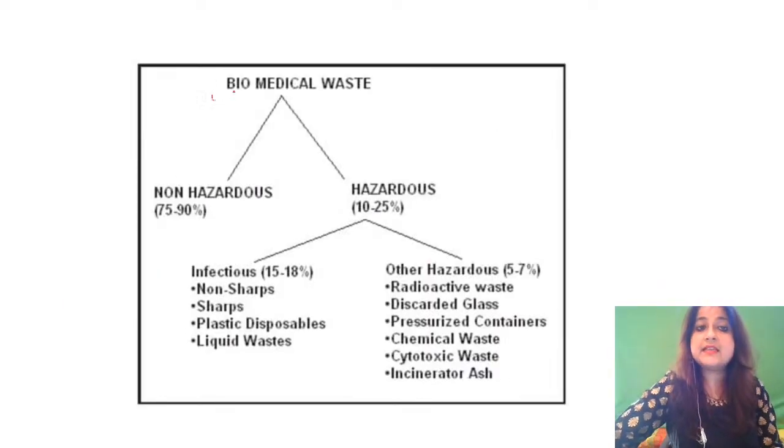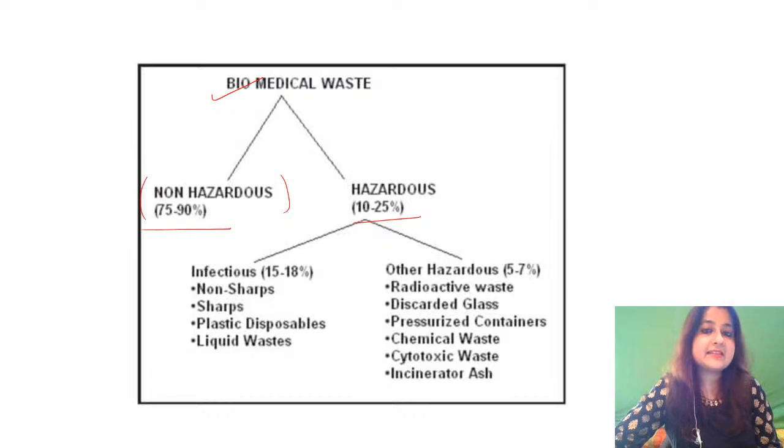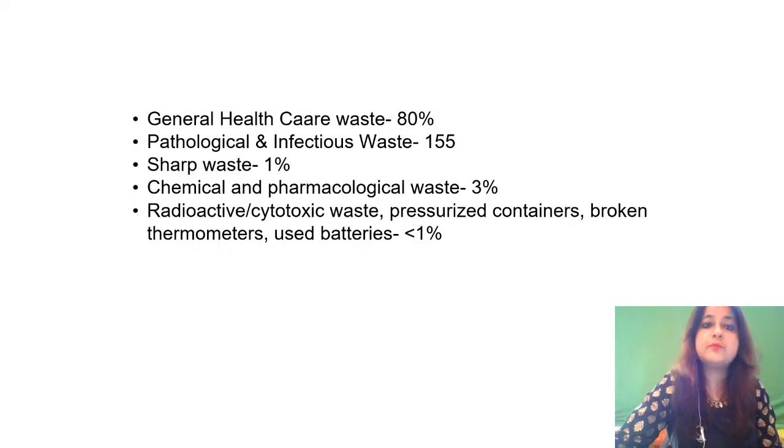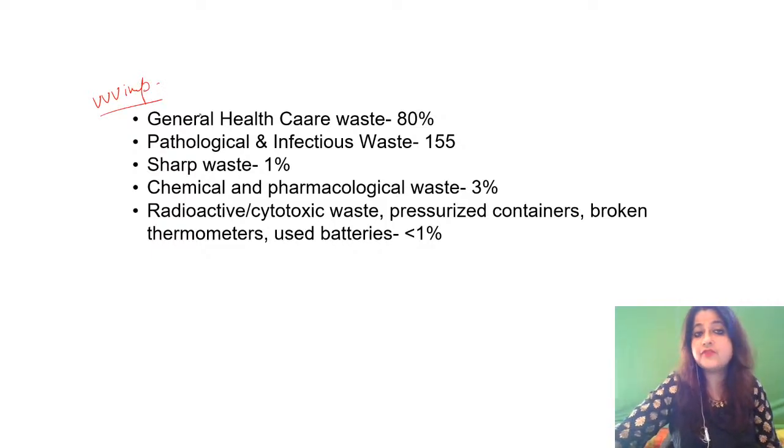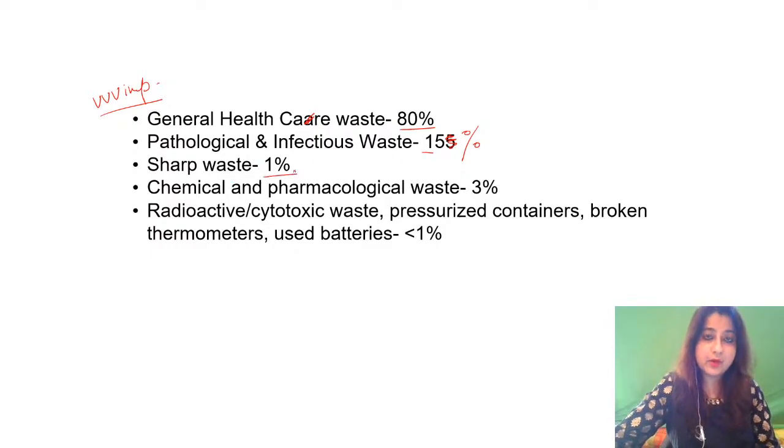Biomedical waste, everybody, we have two types, non-hazardous and hazardous. Non-hazardous is 75 to 90%, and hazardous is 10 to 25%, everybody. Non-hazardous can have different types of waste, but the important thing is this slide. This is a very, very important slide, guys, where I have classified for you the general healthcare waste could be 80%, pathological and infectious waste could be 15%, sharp waste could be 1%, chemical and pharmacological waste could be 3%, and radioactive, cytotoxic waste, pressurized containers, broken thermometers, other things could be 1%.